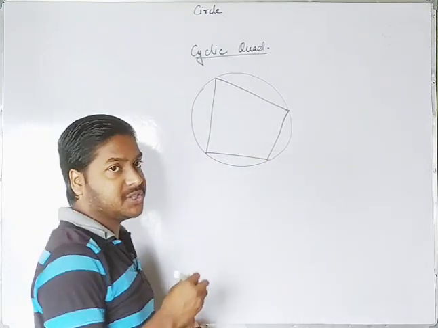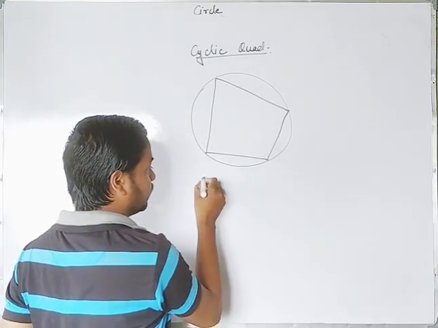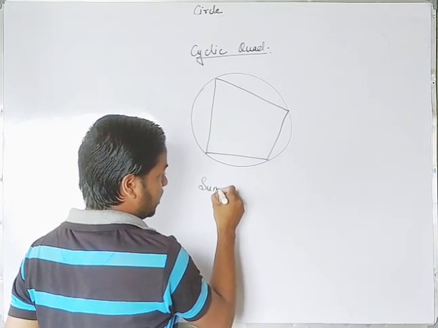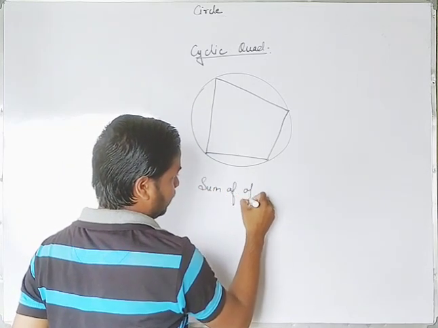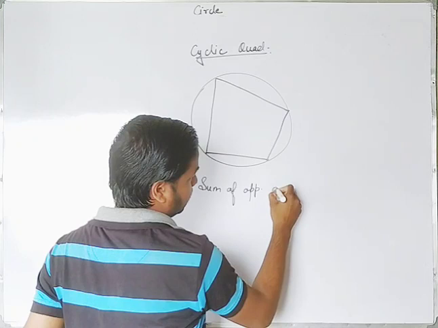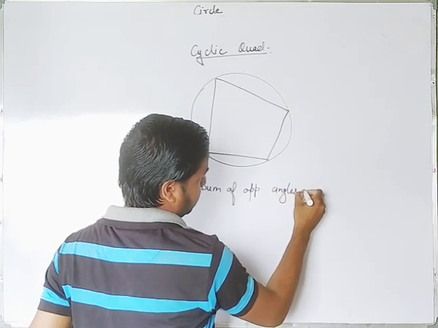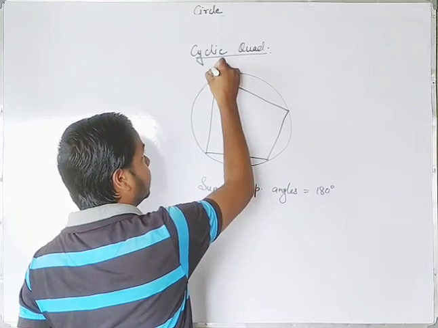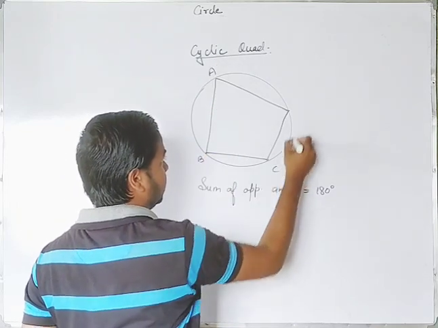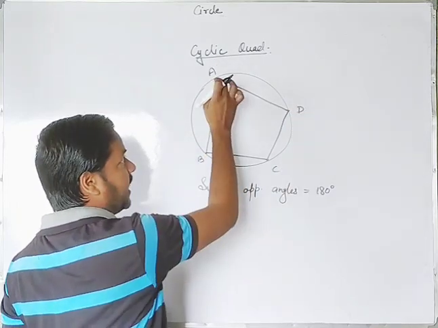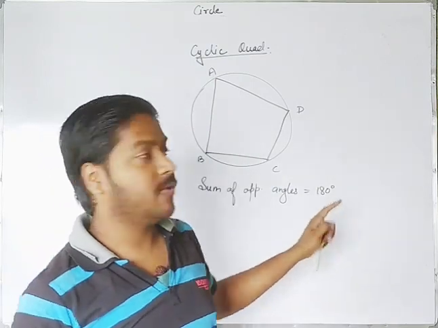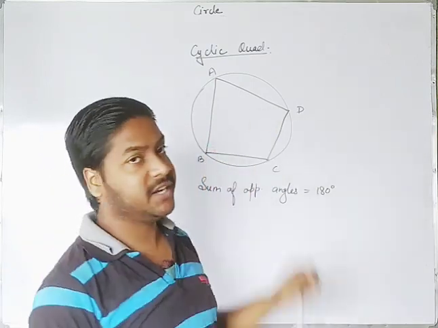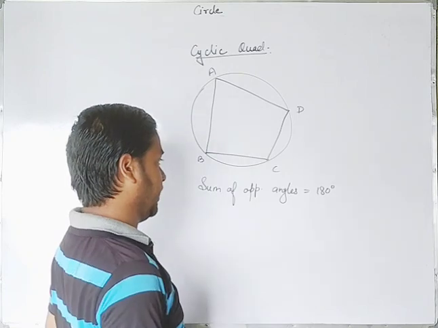And the property of this cyclic quadrilateral is that the sum of opposite angles is equal to 180 degrees. If ABCD is the cyclic quadrilateral, then on adding A and C it will give 180, and on adding B and D it will give you 180 degrees.